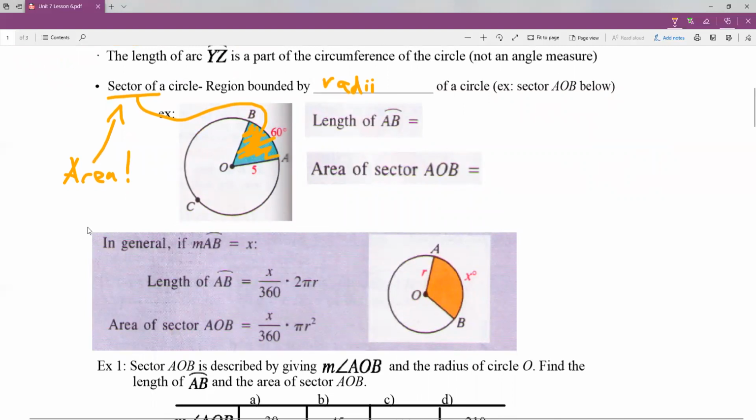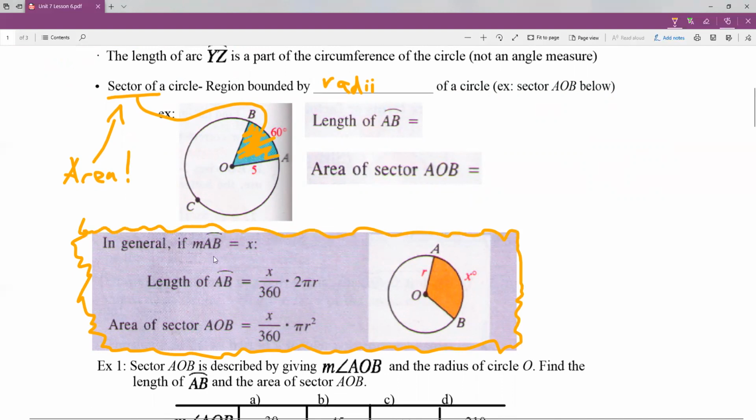In general, this is the creme de la creme of this lesson. If you don't get anything else out of this lesson, I hope that you get this stuff right here. If we have a major arc or minor arc AB, and its measure is x degrees, then the length of this arc AB is going to be equal to this. And the area of this whole orange sector AOB is going to be equal to this formula. These two things should look very familiar to you.